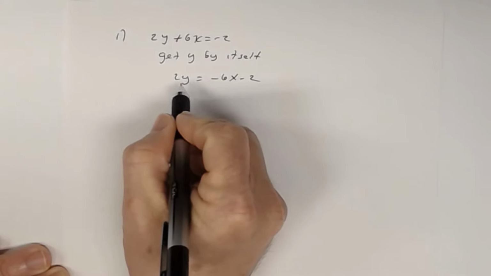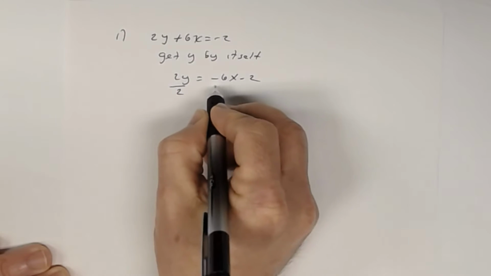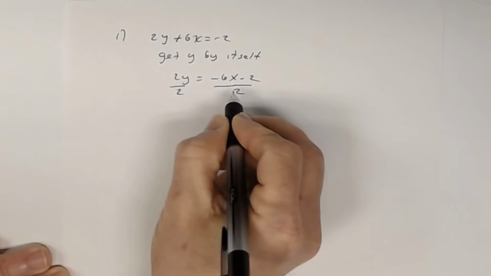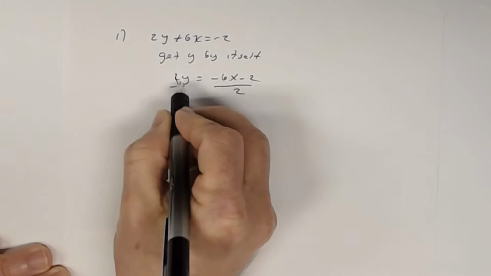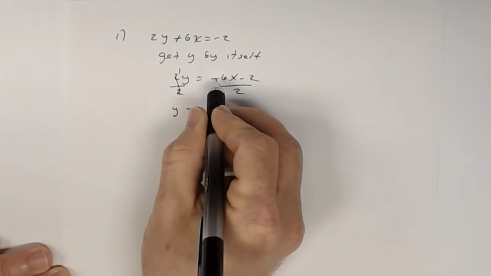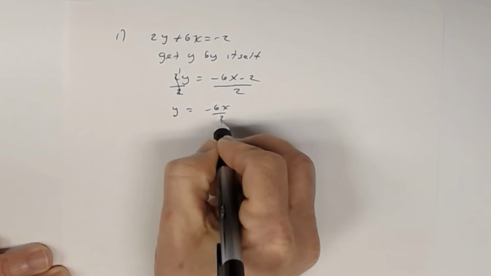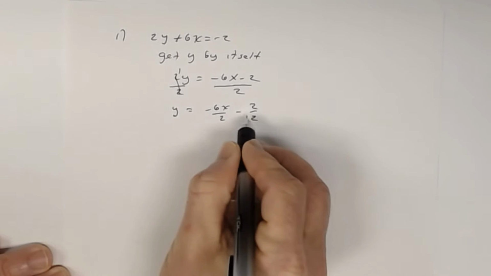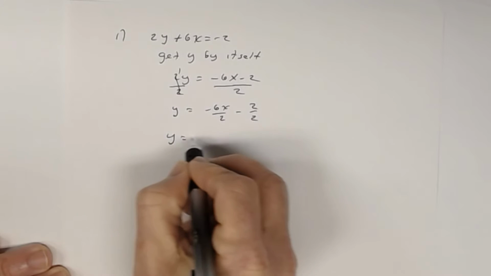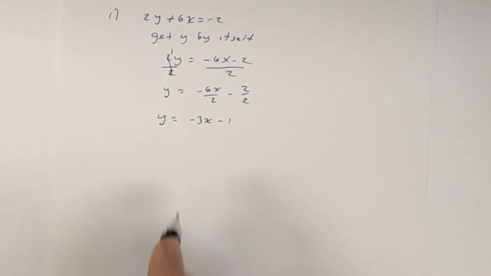And then to get y by itself, right now it's multiplying by 2, so the opposite is to divide by 2. So divide both sides by 2. 2 divided by 2 is 1, 1 times y is y. And then I'm going to rewrite this as negative 6x divided by 2 minus 2 divided by 2. And then I can simplify this. So I get y equals negative 3x minus 1. Okay, now we're going to use a t-table.